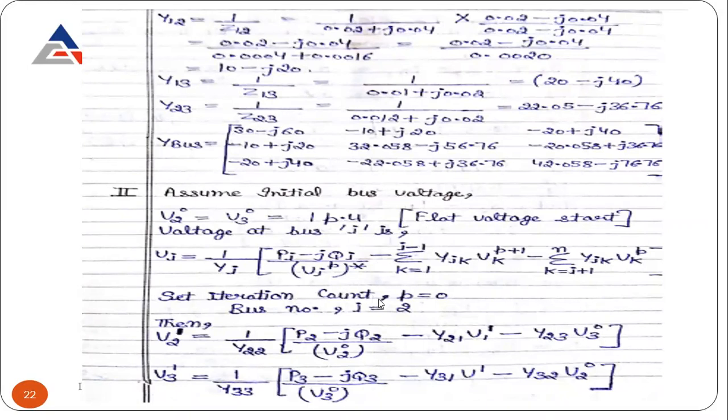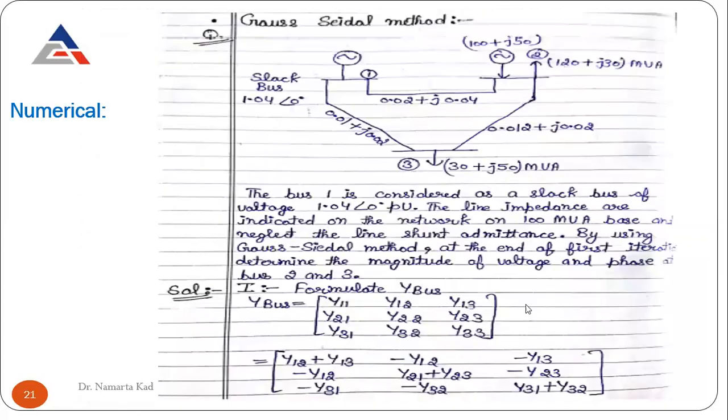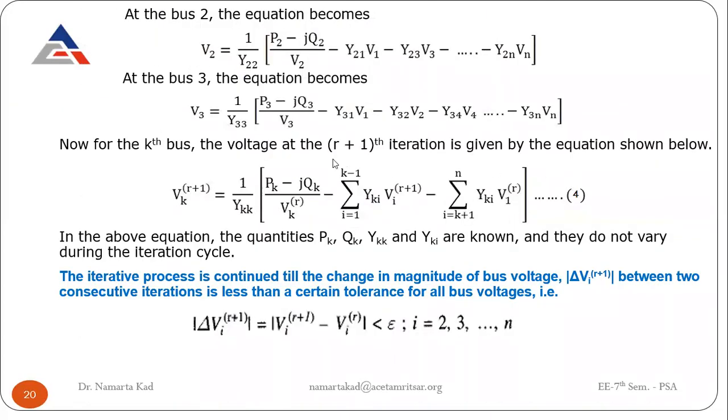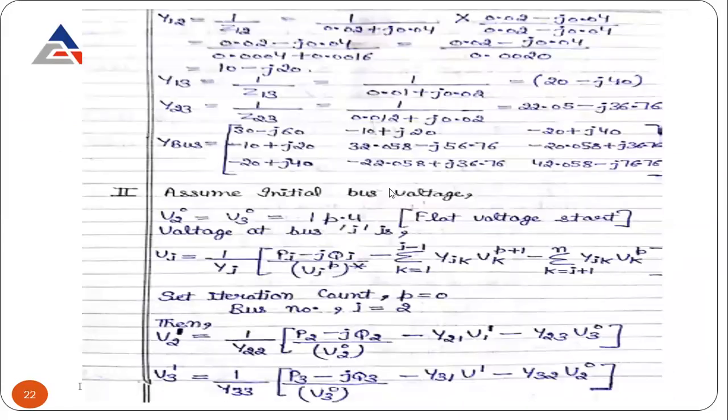So set the iteration count P equal to 0 and bus number i equal to 2. Now we have to apply this equation. This is the same equation that we have already derived here, so just put down the values.